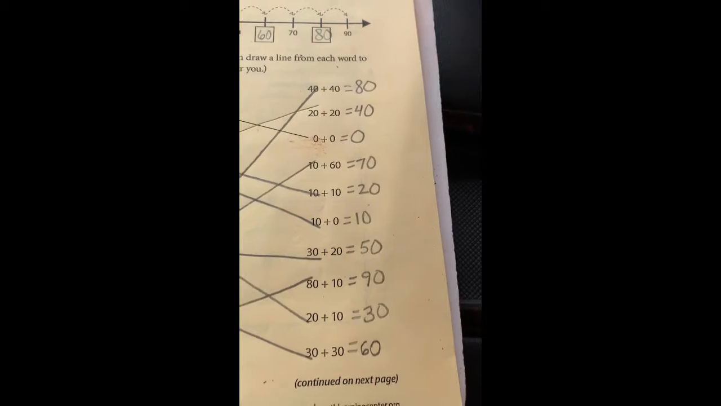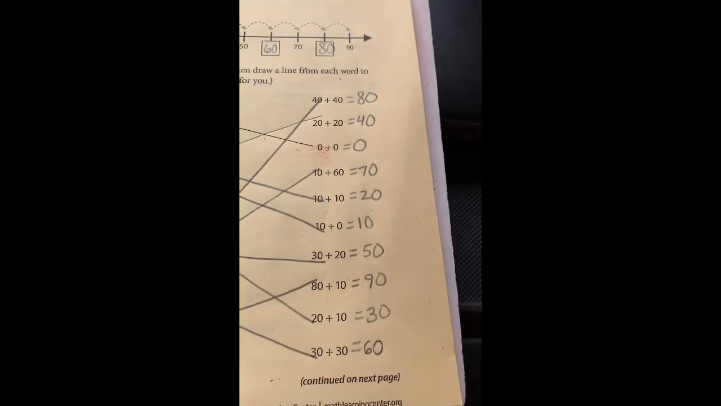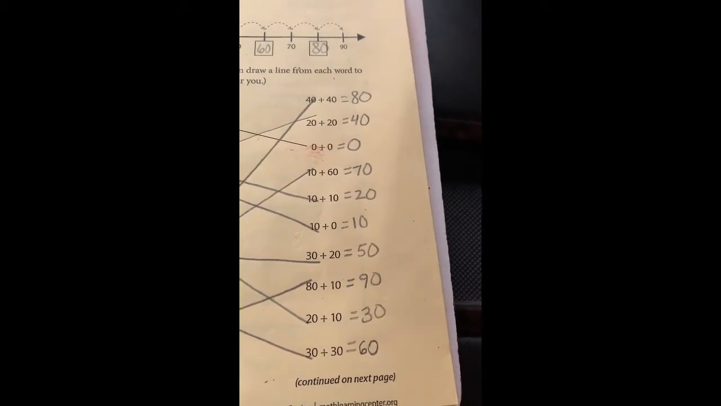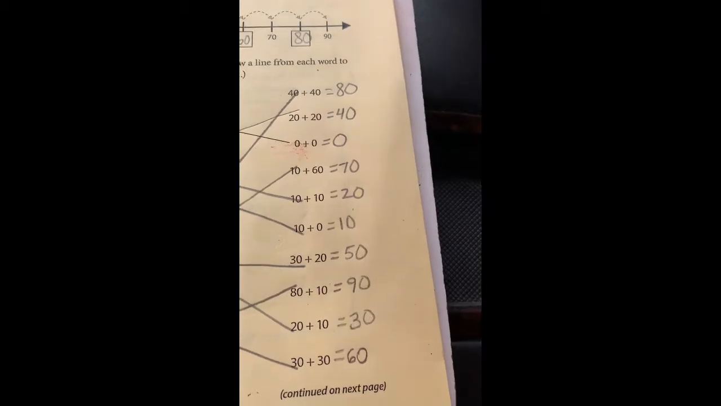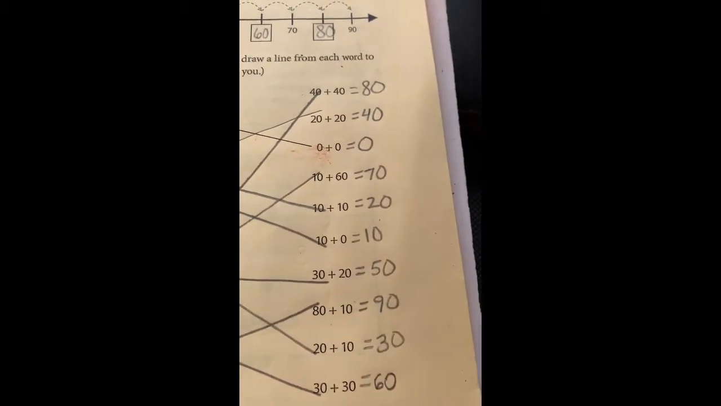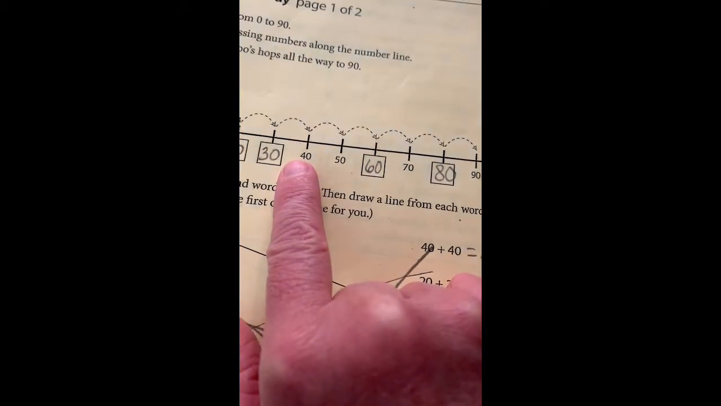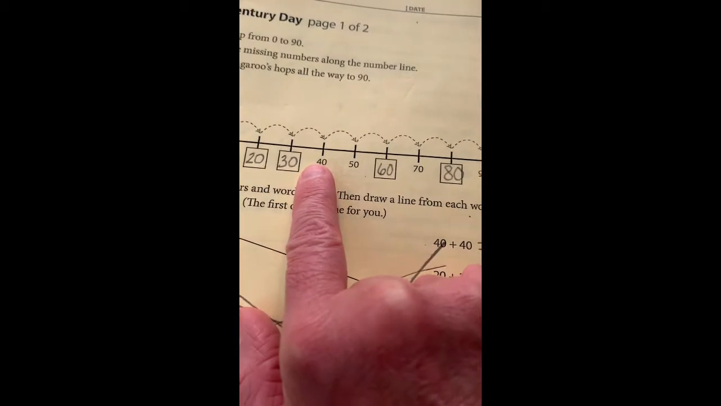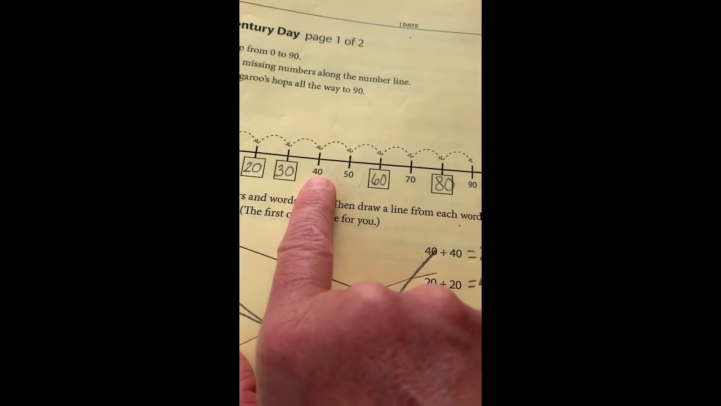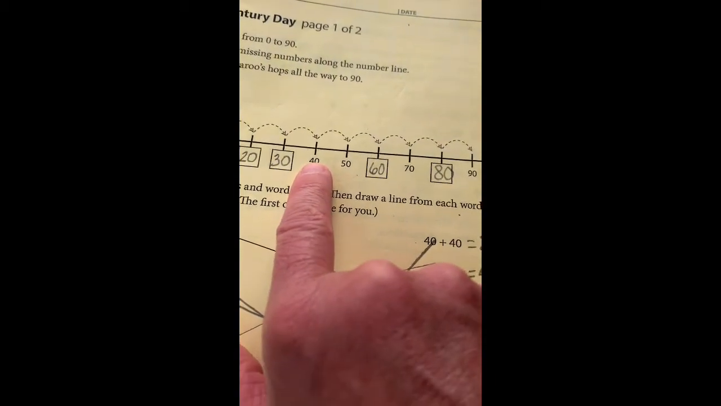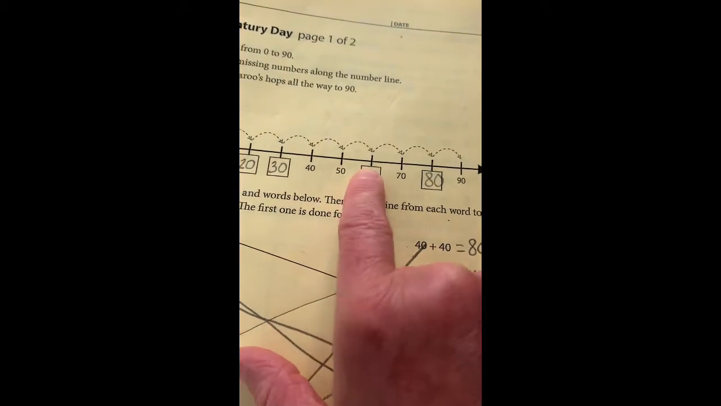Now, if you had trouble figuring those out, you could have always gone to your number line. So we know we could find 40 on our number line for 40 plus 40. So we start at 40, and then 40 has 4 jumps of 10. So if we start at 40, we have to jump 4 times: 1, 2, 3, and 4. So we could have used our number line to figure out that 40 plus 40 is 80.